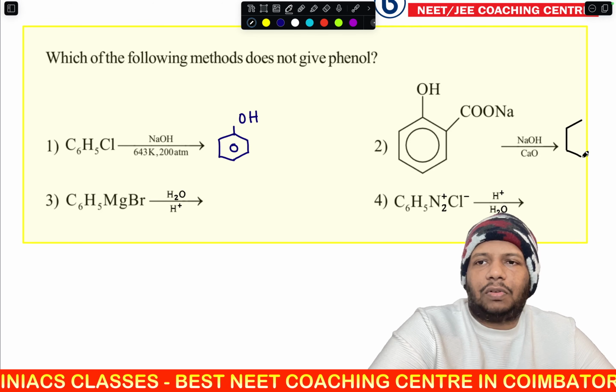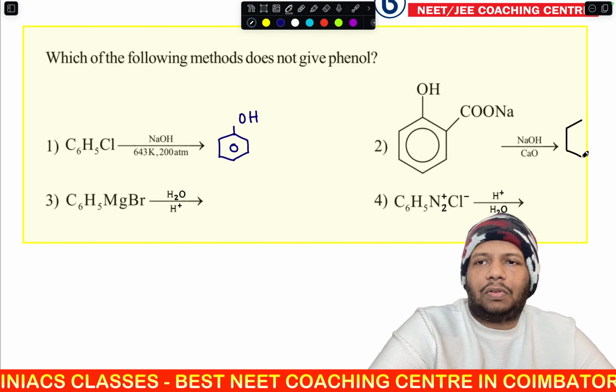So this is also a method of preparation of phenol. In the text, they are giving you all the methods of preparation, so usually questions may come from there. You should be clear about the methods of preparation of phenol. I hope it is clear.